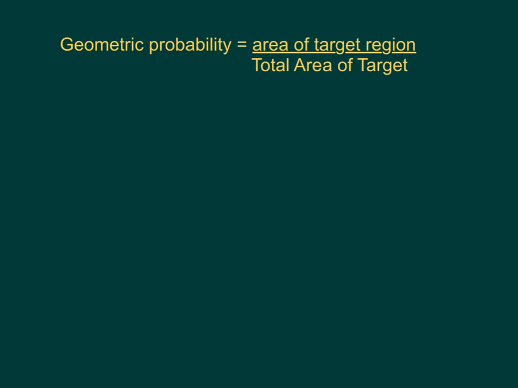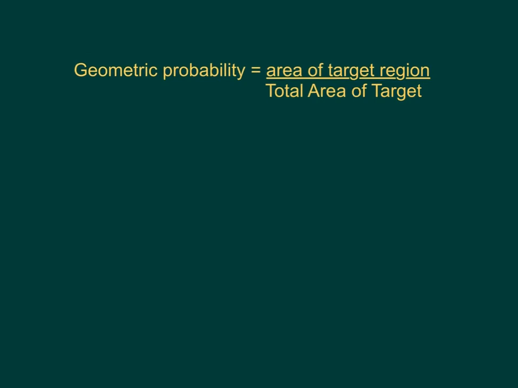So let's take what we've seen pictorially and turn that into a general principle. Based on what we've just seen with the checkerboard, we can now say that a geometric probability is the ratio of the area of the target region divided by the total area of the target. And if you think about what we know about probability, it's the number of outcomes that are true or desired over the total number of outcomes, then you can see how geometric probability fits into that same scenario.